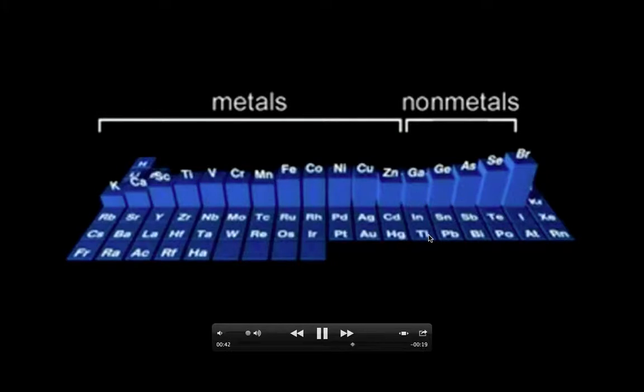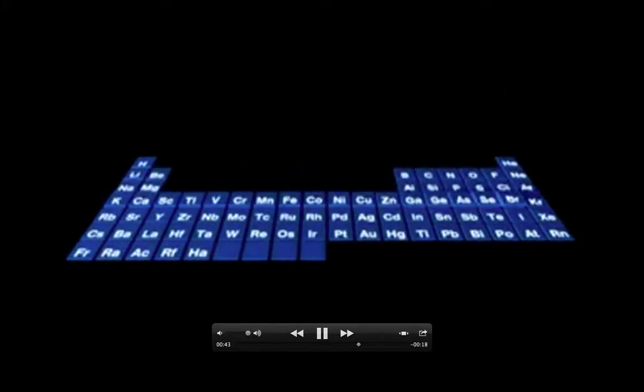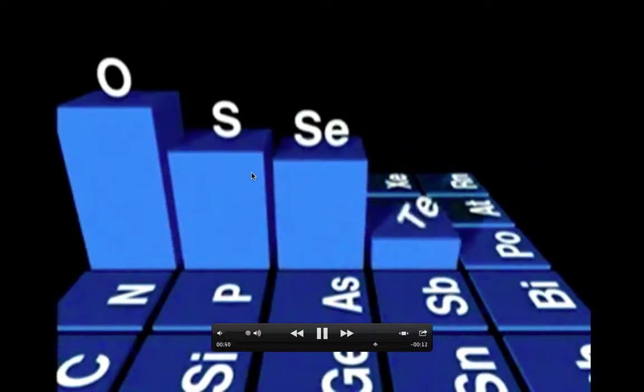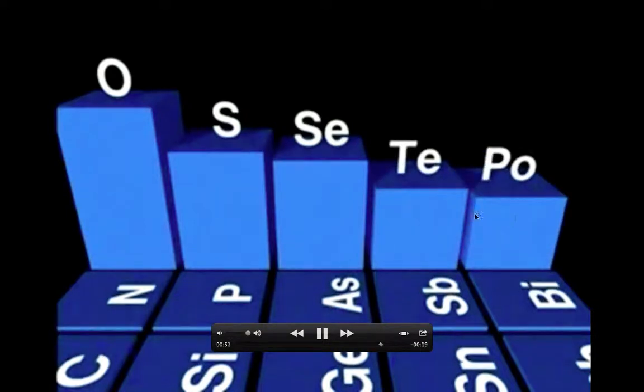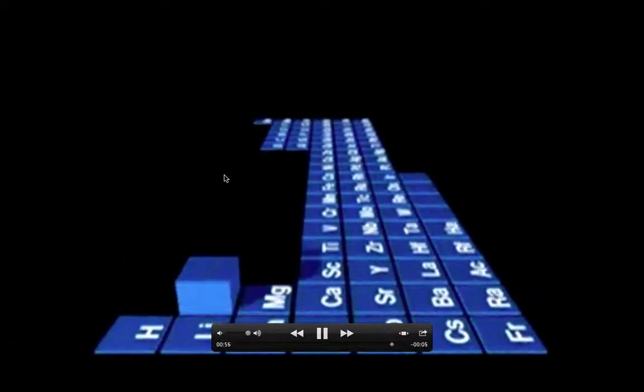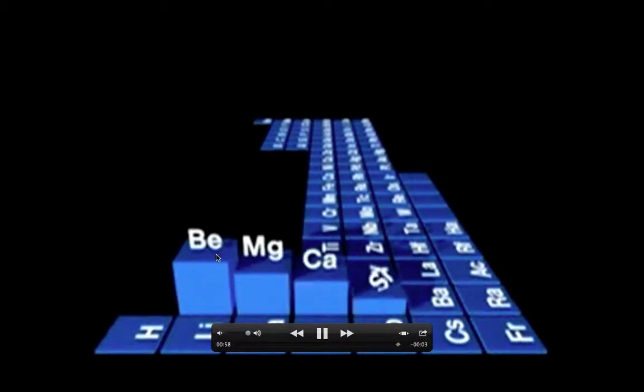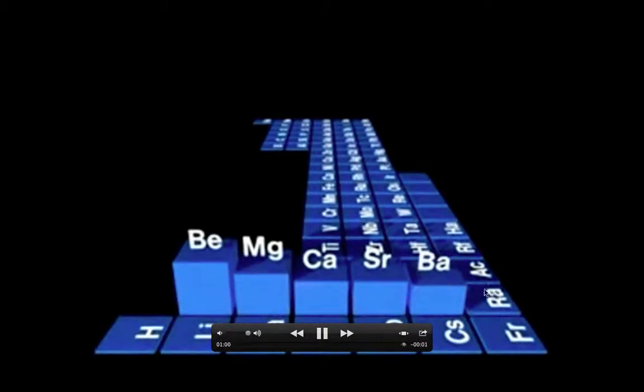Okay, now if we move this periodic table a little bit, we're going to see what happens as you go down a group. We're going to look at oxygen right here. It's higher than sulfur, which is higher than selenium, tellurium, polonium. So it decreases as you go down a group, or increases as you go up. Okay, that's for nonmetals. This is for metals right here. As you can see, it decreases going down the group.